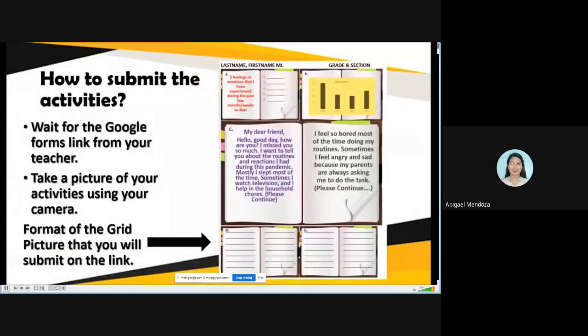How to submit the activities. Wait for the Google Forms link from your teacher. Take a picture of your activities using your camera. Format of the grid picture that you will submit on the link. Here it is.